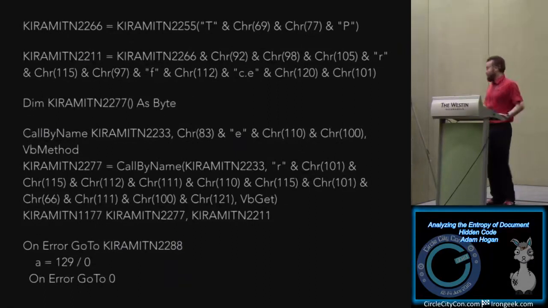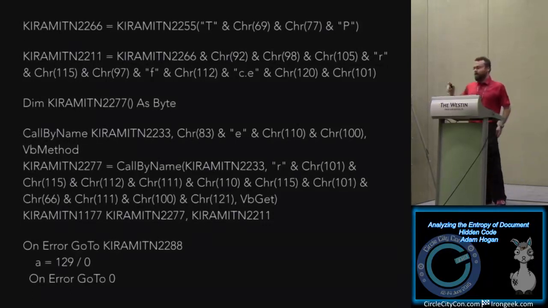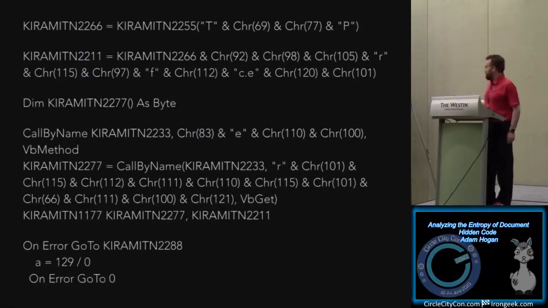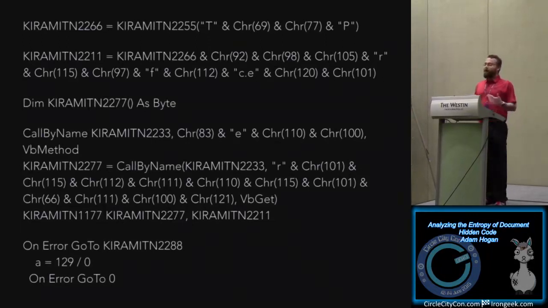And then there's one part I really liked here. After they get through loading all the malicious code in these functions that are going to decode it, they don't directly call the malicious code. Instead, they set on error go to this function here. That's the start of the malicious code. So they set that up, in case there's an error, go to that. And then they run this: A equals 129 divided by 0. So they don't even directly call the code. They set it up as an error and then divide by 0 to trigger it in the first place. That's not something I'd seen before. I thought that was really clever.